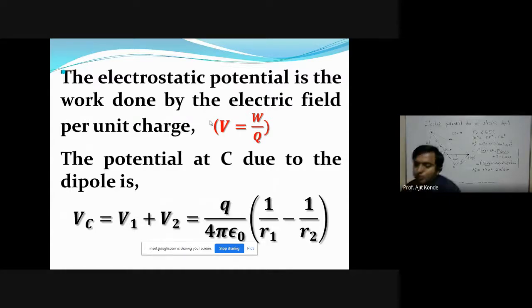R2. The electrostatic potential is the work done by the electric field per unit charge. V is equal to W upon Q. The potential at C due to the dipole: since we have two charges, we have to find the electric potential at point C. There will be the net potential due to the charge plus Q and minus Q. Therefore, the net potential V will be written as V1 plus V2. Therefore, it will be Q upon 4 pi epsilon naught taken outside as common. In the bracket, we will have 1 upon R1 minus 1 upon R2.